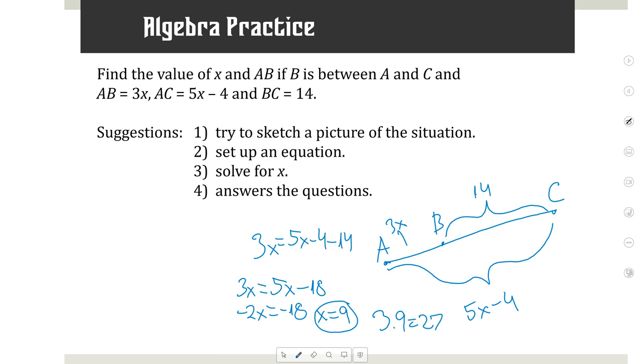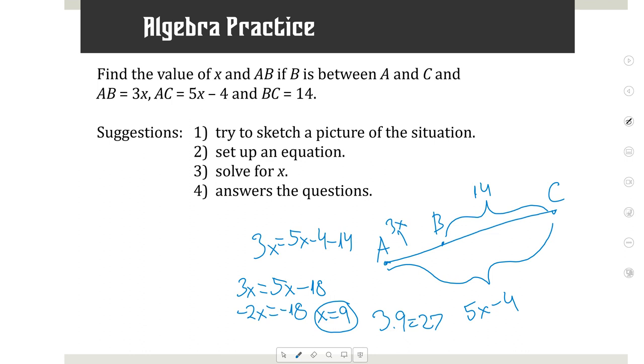Okay. We've got a segment AC. We've got a point B between A and C. Doesn't matter where you put it on the picture, as long as it's between. It's got to be on the segment AC. Then he labeled the necessary parts. We know that AB is 3x. We know that BC is 14. And the whole thing is 5x minus 14. Now, he set up the problem differently than I would have, but that doesn't make his wrong or mine wrong. I would have done 3x plus 14 equals 5x minus 14. Doesn't matter. We get the same answer.